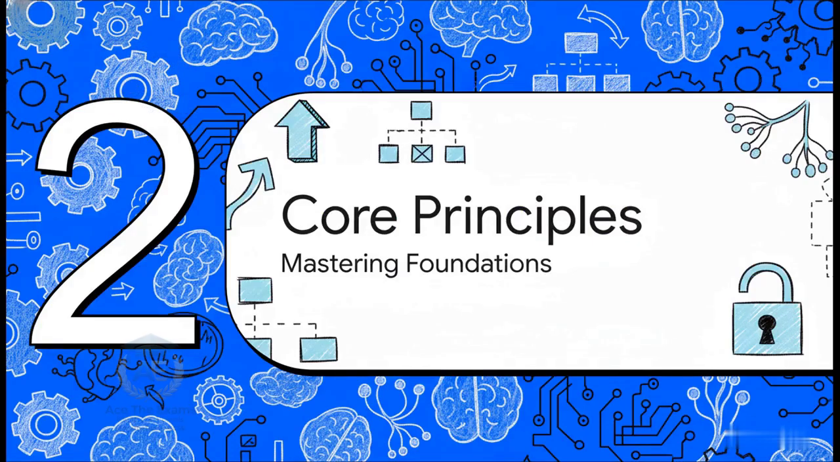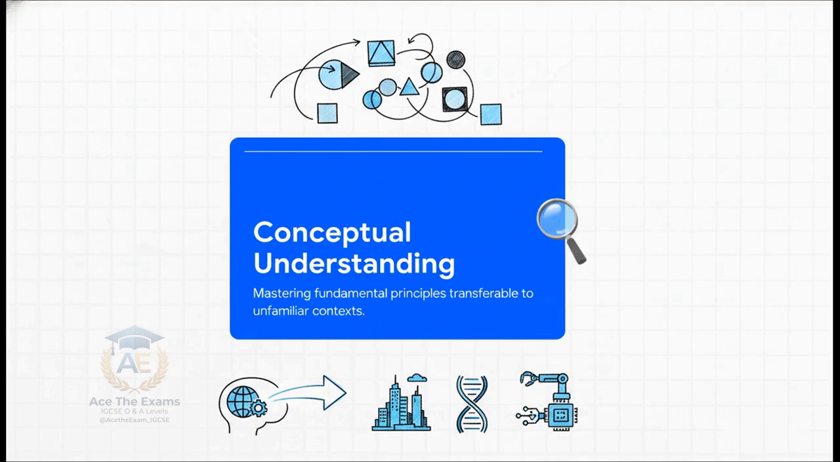Section 2. Mastering core principles. Cambridge outlines a very specific, almost hidden demand for their top-performing students. They require what they call connected conceptual understanding. What does that actually mean for you? It is the ability to master fundamental principles and then seamlessly transfer that exact knowledge to completely unfamiliar contexts.